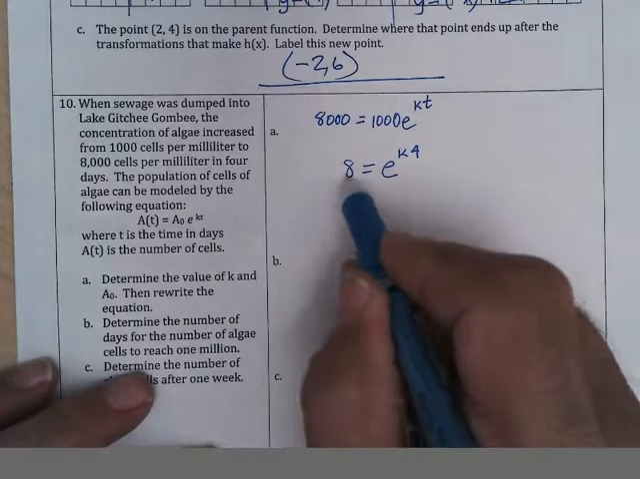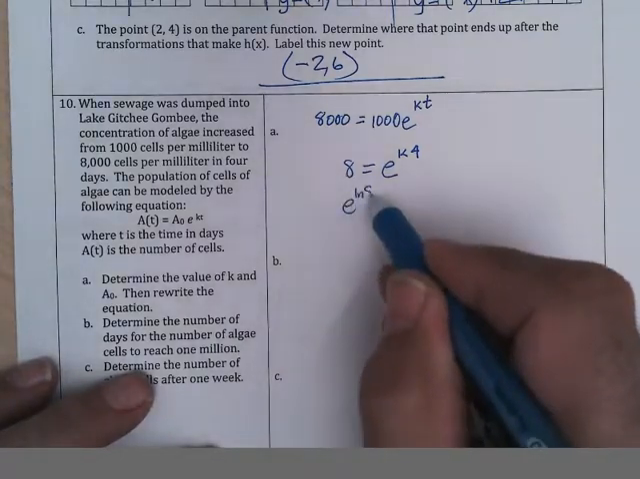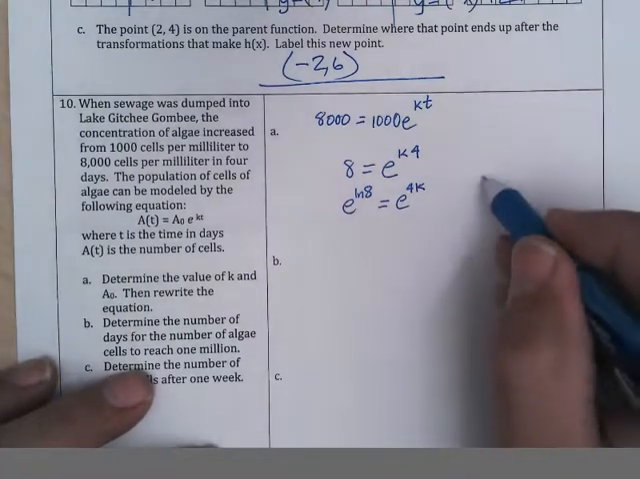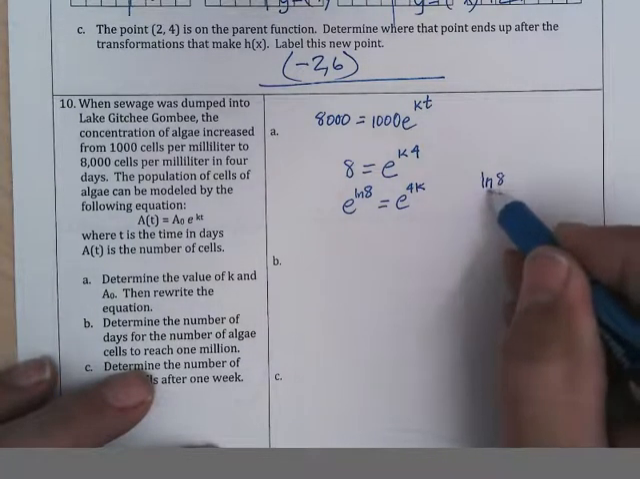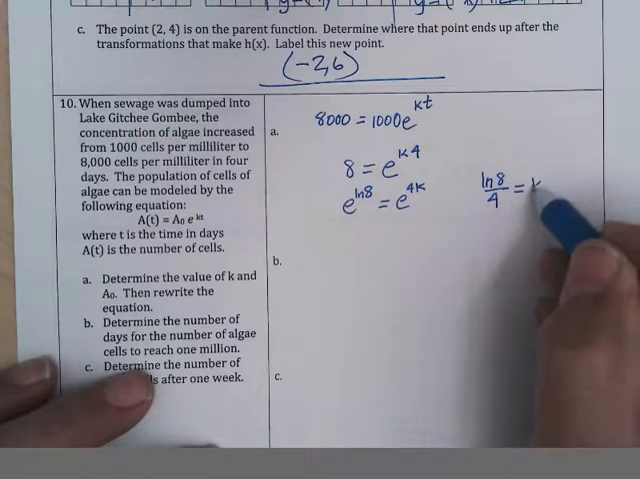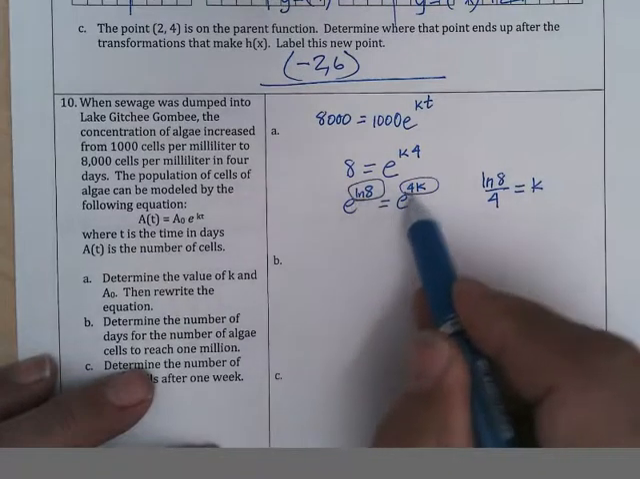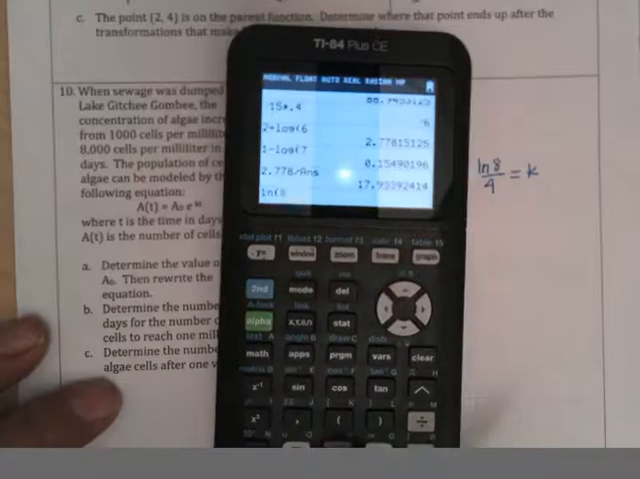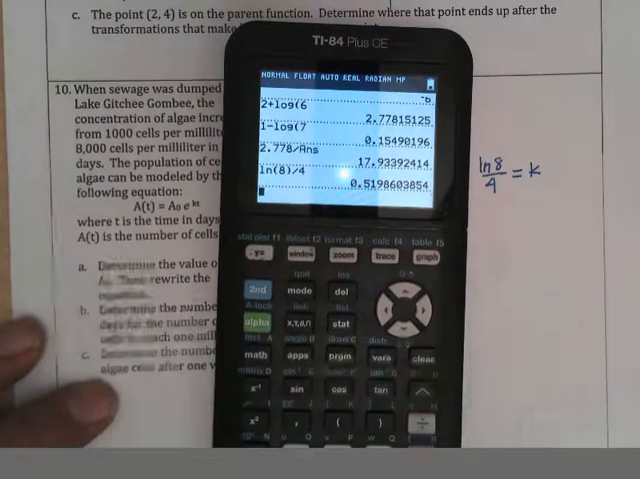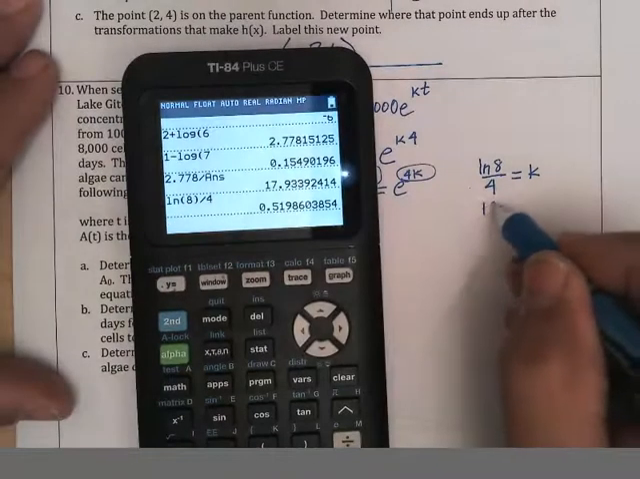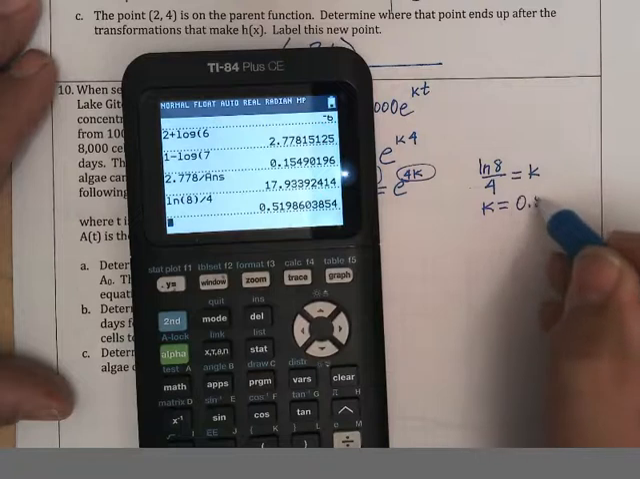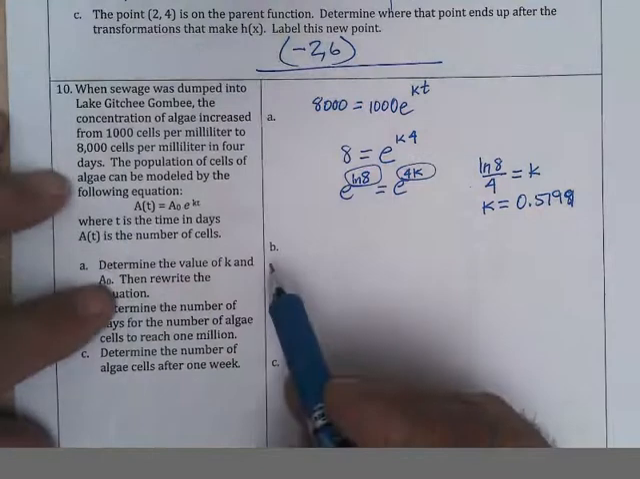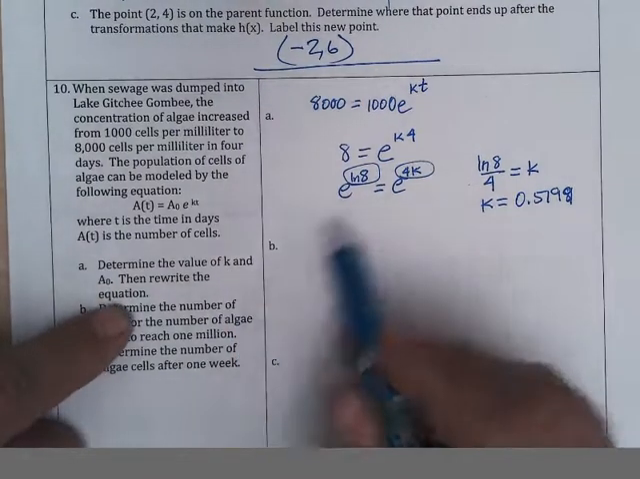Writing this in base e, it's e to the ln 8 equals e to the 4k. So ln 8 divided by 4 has to equal k. This has to equal this, and if I divide by 4, I get k equal to 0.5199. So we determined the value of k.